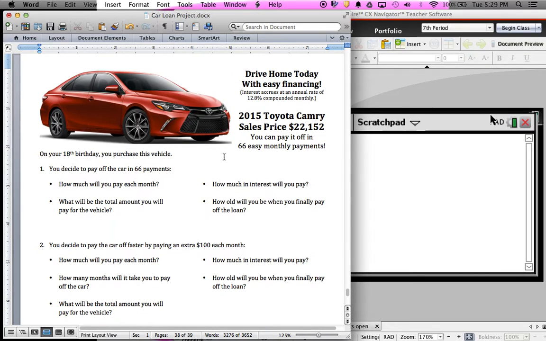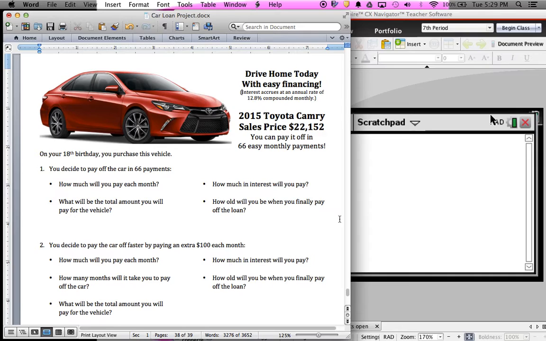So we had this scenario. We had a Toyota Camry, sale price was $22,152, and then the interest rate on this loan would be 12.8% compounded monthly, and the advertisement says we can pay it off in 66 easy payments. Okay, so this is the scenario. Now, if you buy it on your 18th birthday, you need to know how much your payments are going to be.